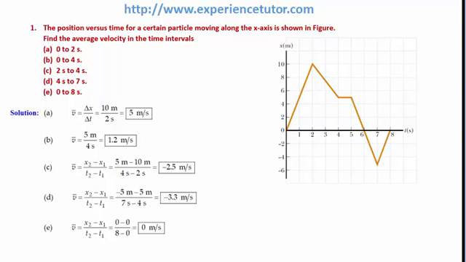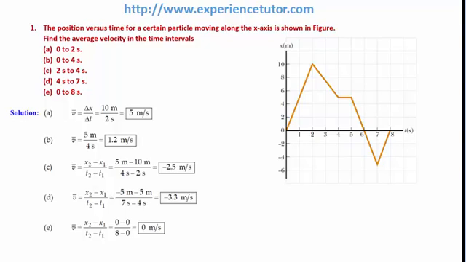For B, the same formula, we can write average velocity is equal to 5 meter upon 4 seconds, that is 1.2 meter per second. C, same formula, average velocity is equal to displacement upon time, 5 meter minus 10 meter upon 4 seconds minus 2 seconds, that is minus 2.5 meter per second.